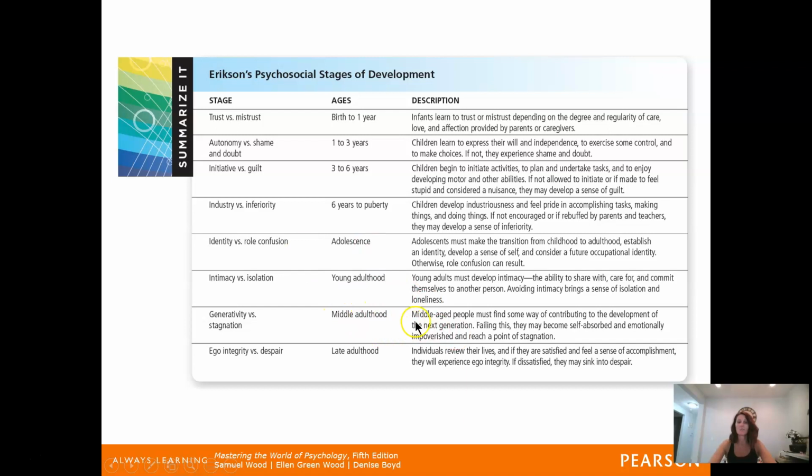Middle adulthood can also be a time where males and females go into crisis because they're like, I don't have anything. I didn't do anything. I didn't live my life the way I wanted to. And they just go kind of bonkers. Ego integrity and despair. So this is your later adulthood, where individuals review their lives. If they're satisfied and feel a sense of accomplishment, they will experience ego integrity. And if dissatisfied, they may sink into despair.